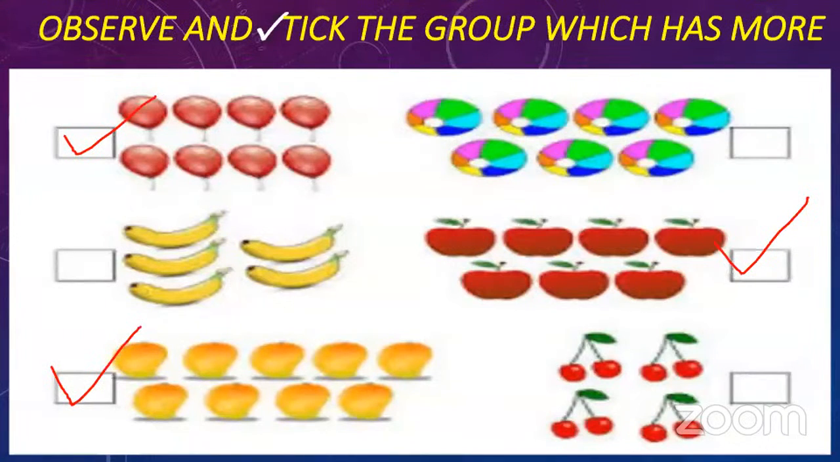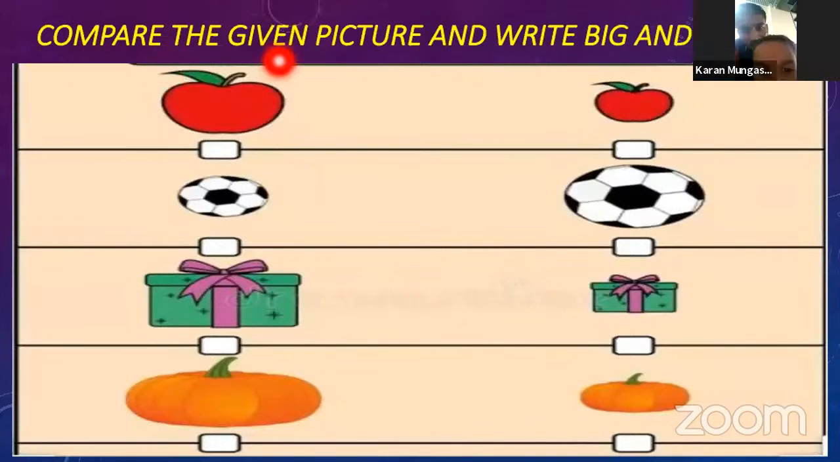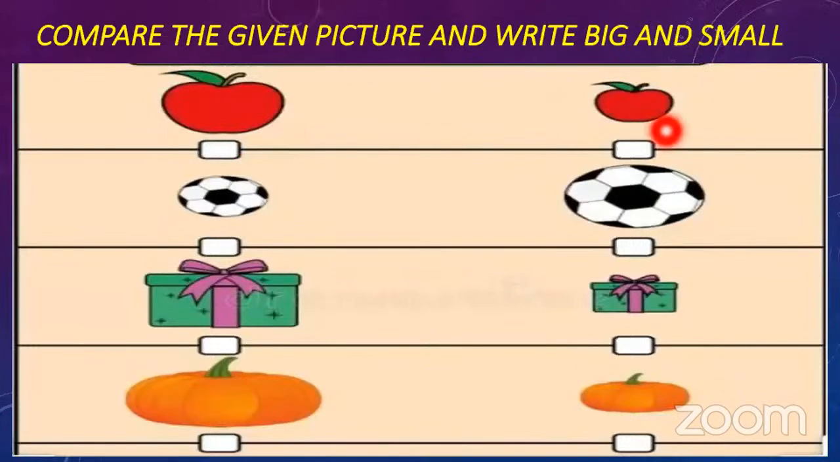Okay. Nice. Now look at here, children. What do you see? Yes, here are also given some pictures. Now look at here. What is written? Compare the given picture and write big and small. Okay. So in each pair, there are two things. So what we have to do? We have to write big and small. Okay. So let us see now.